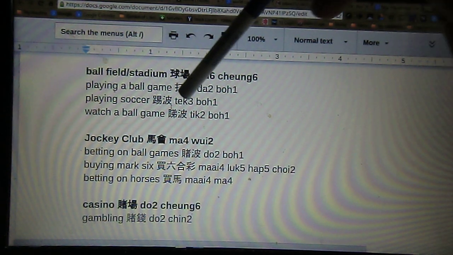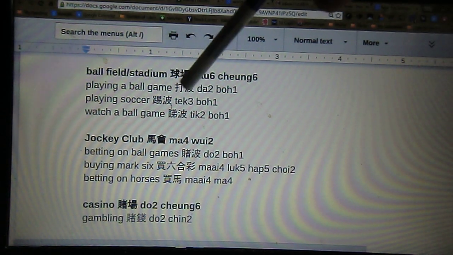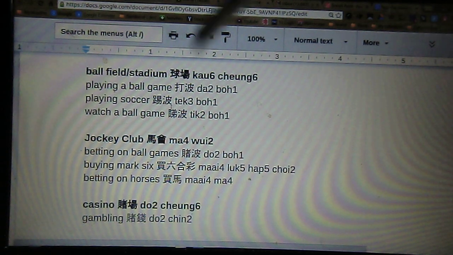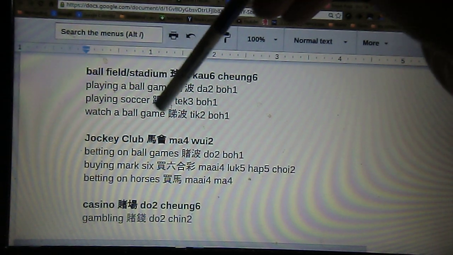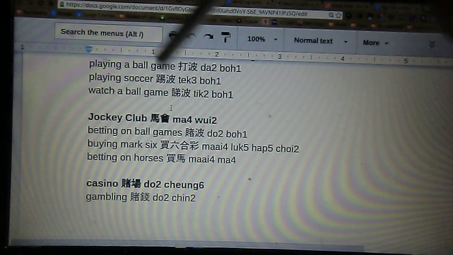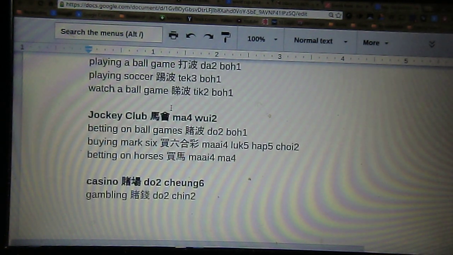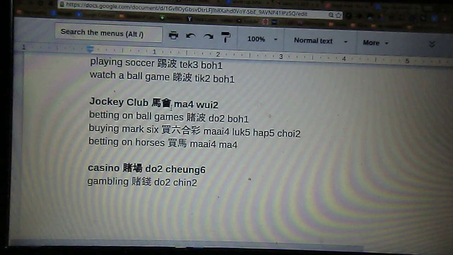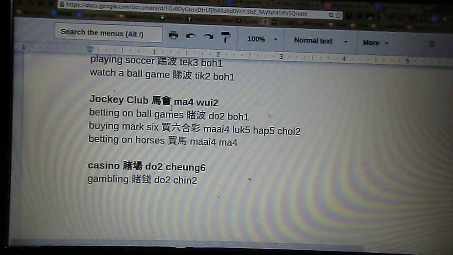Okay? 去球場打波啦, can be badminton or basketball or even soccer. But for soccer, we can call it 踢波. 踢 is to kick the ball. Kick the ball is to play soccer. 睇波 is to watch a ball game. It's not just watching the ball. It's watching the ball game. 去球場睇波啦, or even on television you can 睇波. Right? You can watch a ball game on television. We still call it 睇波.